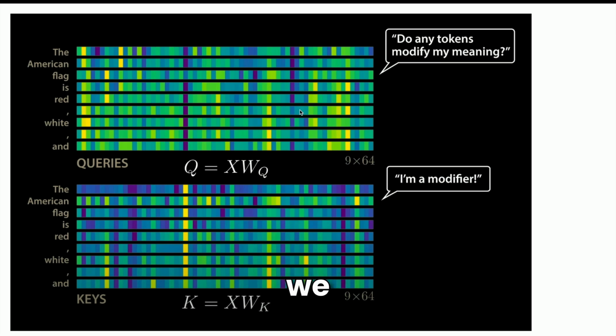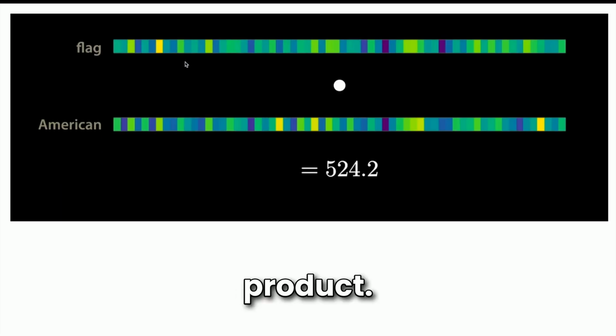And this is why we have different attention heads, because we need to have different types of queries to find their answers so that the overall context becomes rich. And then we do a dot product. And to show an example, we are doing this dot product for American and flag.